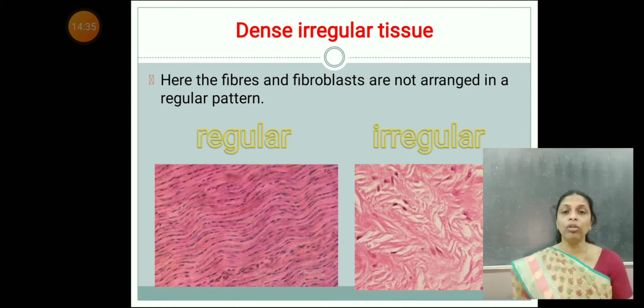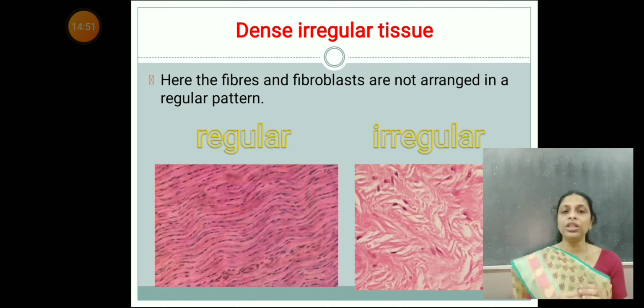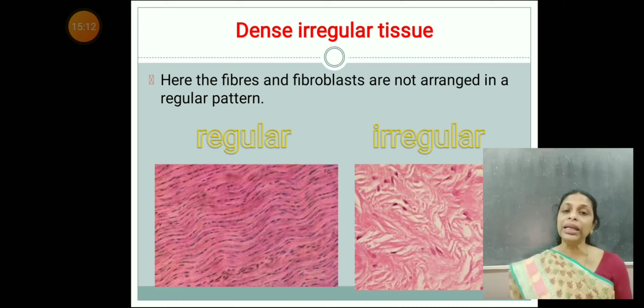So if that is dense regular tissue, what will be dense irregular tissue? Very simple it is. That is, the fibers and fibroblasts will be irregularly arranged. They will not be arranged in a regular pattern. So in the diagram here I have put both the diagrams to differentiate so that you can easily differentiate between a regular dense tissue. The first picture is a regular dense tissue and the second picture is irregular dense tissue. So you can easily identify or differentiate that. In a regular tissue, you find the fibers and fibroblasts arranged in a regular pattern, whereas in an irregular tissue, they are not arranged in a regular pattern. They are arranged in a scattered manner or in an irregular manner.